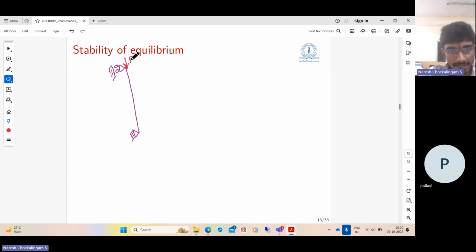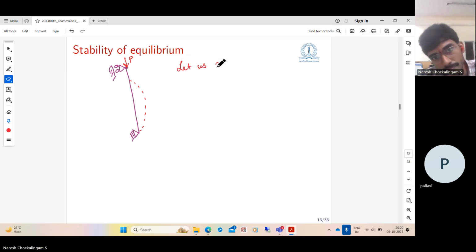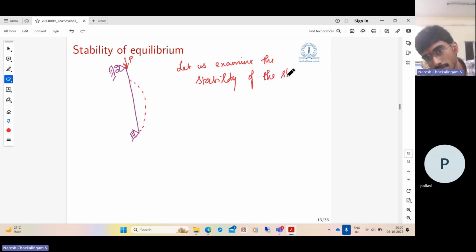Now what happens as we increase the load P? The column can either remain straight or it can also take up a curved configuration. It can curve like this, but it can also remain straight. We don't know which is favored. Now let us examine the stability of the straight column. If the column continues to remain straight, let us see if that configuration is stable or not.